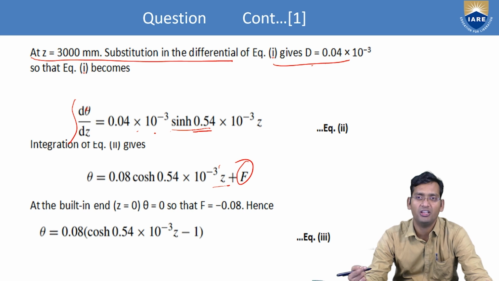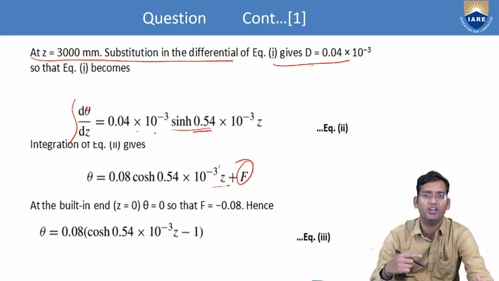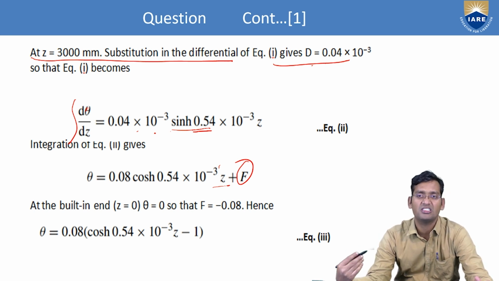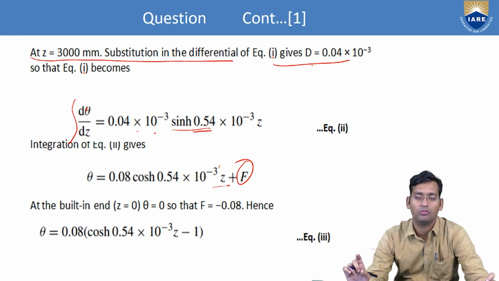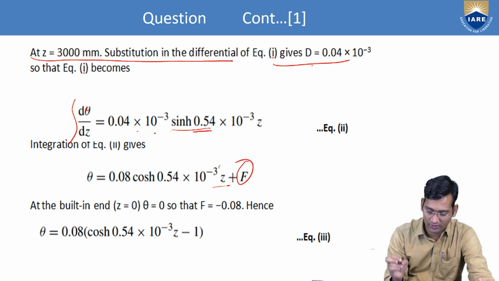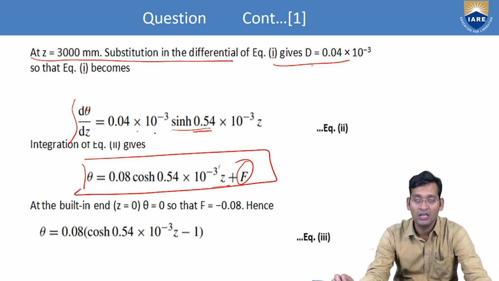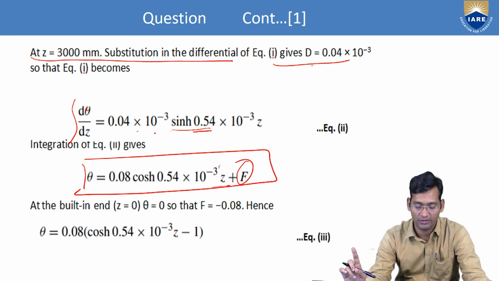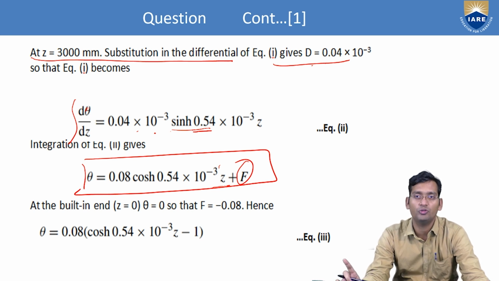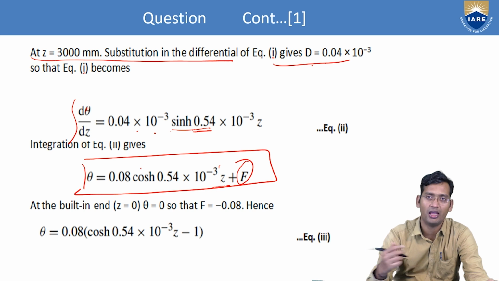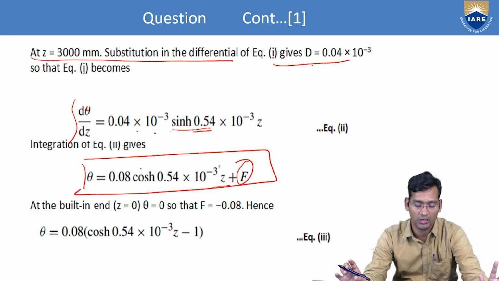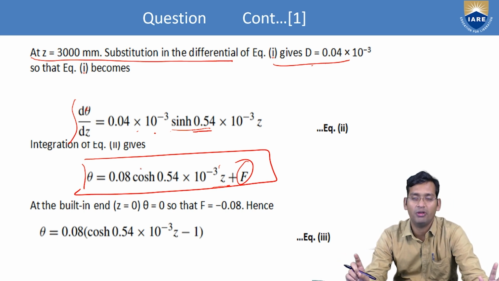Generally, in integration, we take C. Here we cannot take C because C and D are already there. So just another constant, F, which is called the integral constant or constant of integration. So now this is the θ value. Now, what we have to find is the value of F. Once we know the value of F, we can substitute here and we will get the value of θ.